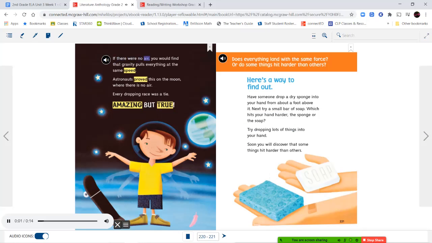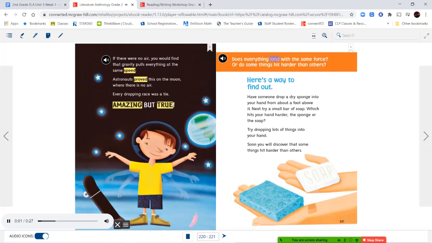If there were no air, you would find that gravity pulls everything at the same speed. Astronauts proved this on the moon, where there is no air. Every dropping race was a tie. Amazing, but true.